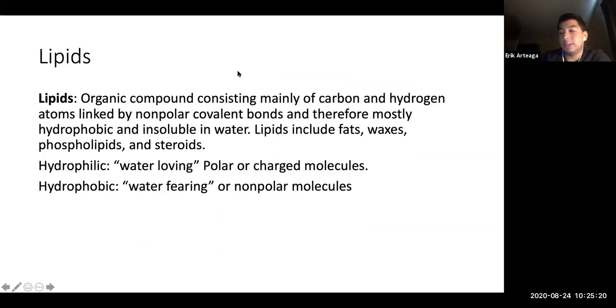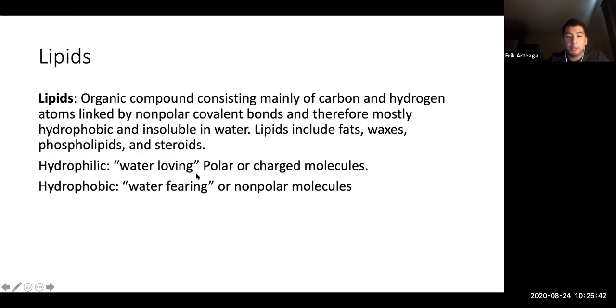All right, lipids. So organic compound consisting mainly of carbon and hydrogen atoms linked by non-polar covalent bonds and therefore mostly hydrophobic and insoluble in water. Lipids include fats, waxes, phospholipids, and steroids.